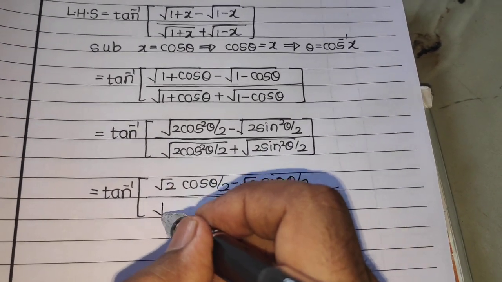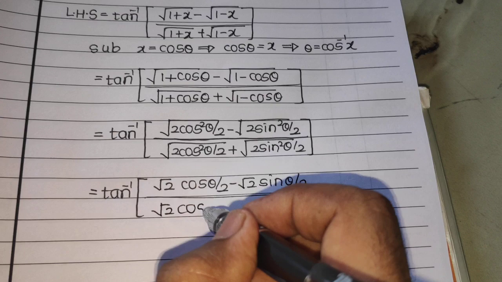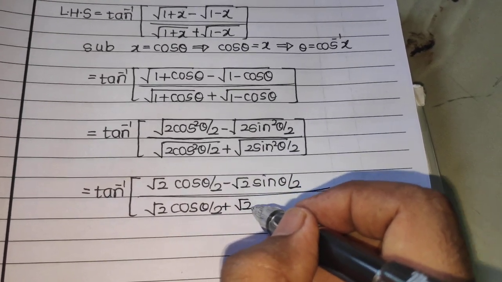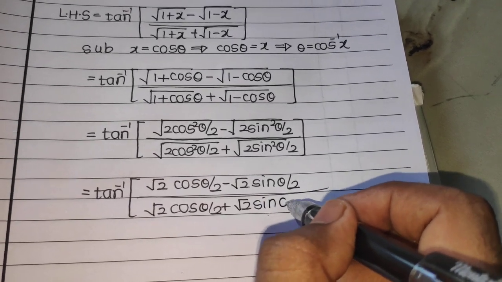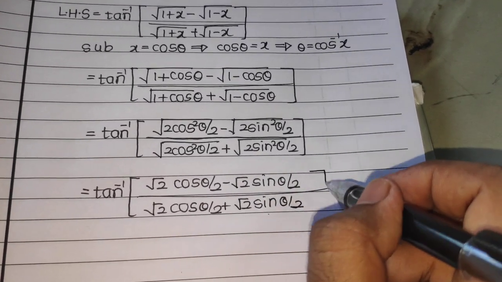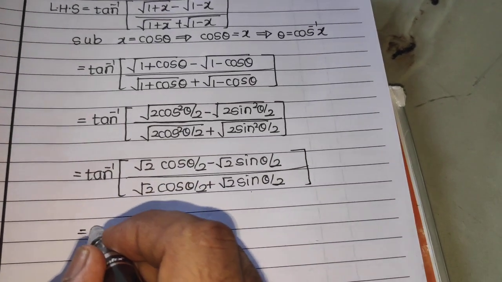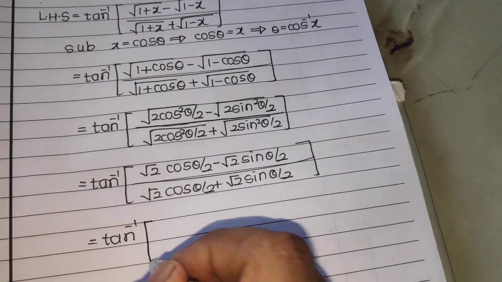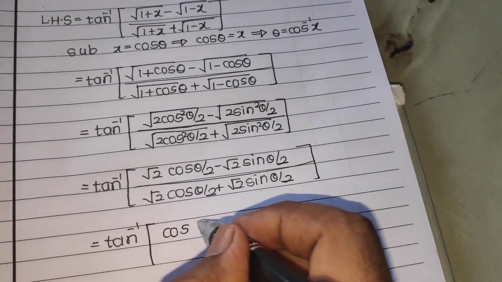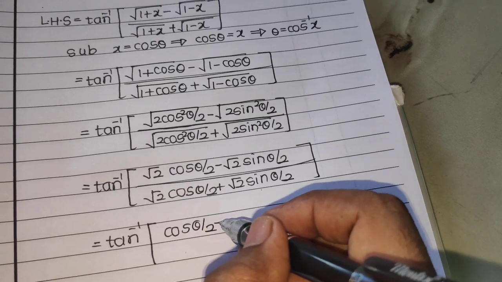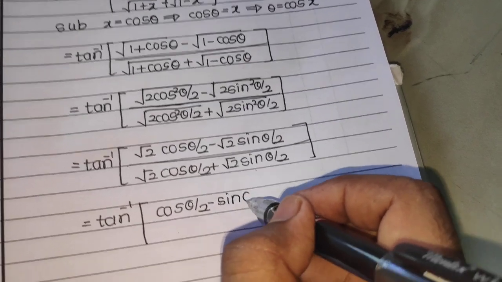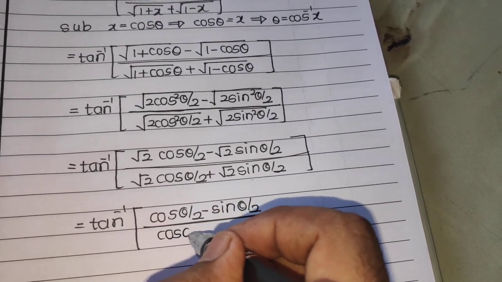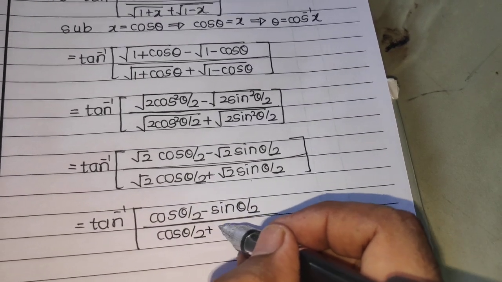The whole divided by root 2 cos theta by 2 plus root 2 sin theta by 2. Both of the root 2 get cancelled, and we are left with tan inverse of (cos theta by 2 minus sin theta by 2) upon (cos theta by 2 plus sin theta by 2).